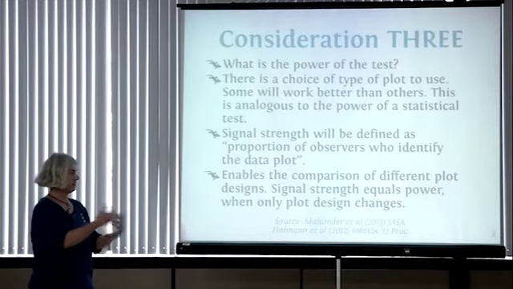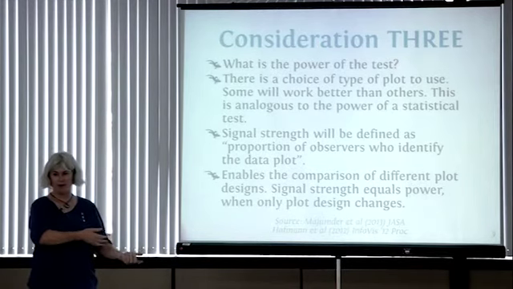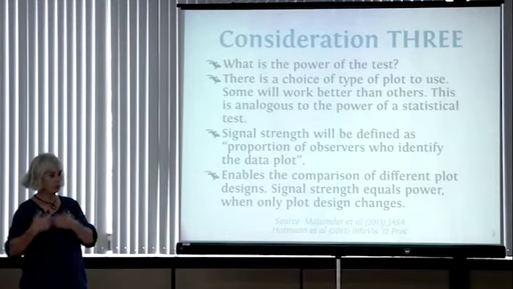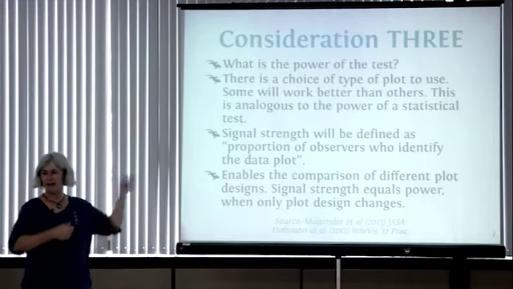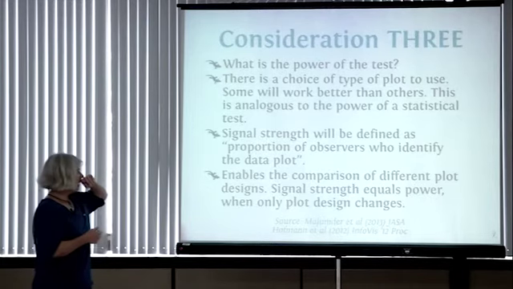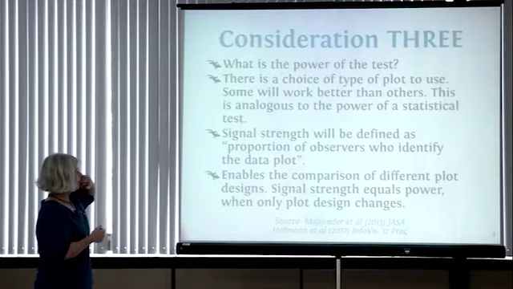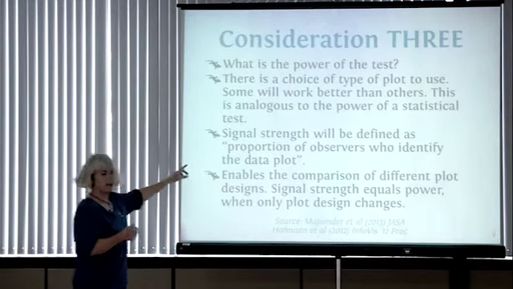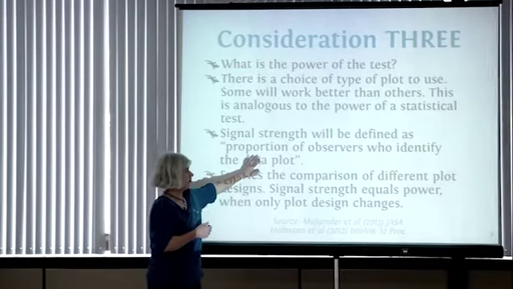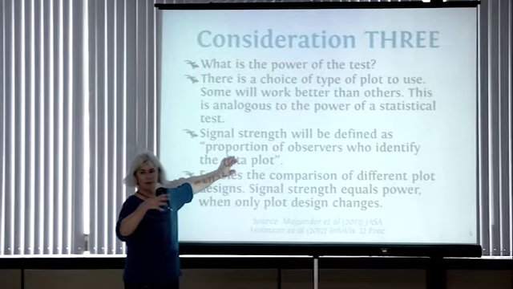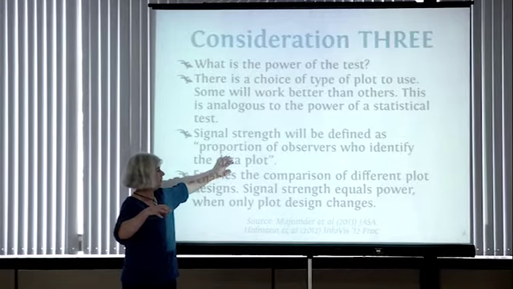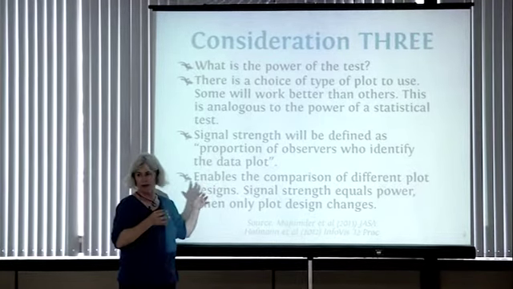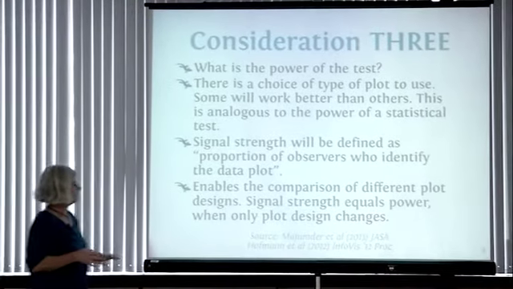Right, so it's the flip side to type 1 error. You want to know that if the null hypothesis is wrong, you do have a good chance of detecting that, and that's the power of the test. Alrighty, so we can also get some sense of that by combining the results from multiple observers. Essentially the number of people that identify the data plot gives us some sense of the signal strength, which is sort of equivalent to power.